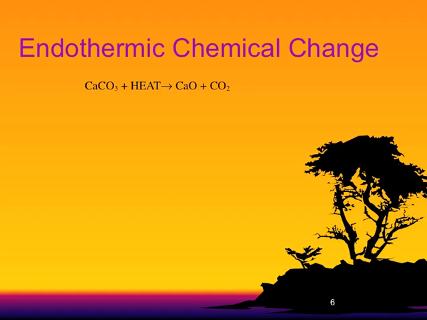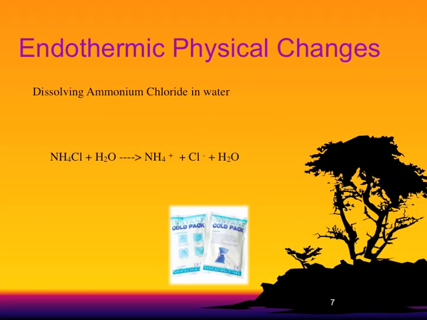Not only are chemical changes going to be endothermic, but there are a number of physical changes that are going to be endothermic as well. For example, in that cold pack, what was happening was we were dissolving something. We're dissolving a chemical called ammonium chloride in water. So we start off with solid ammonium chloride. It's sort of a flaky white powder there. And we add it to water.